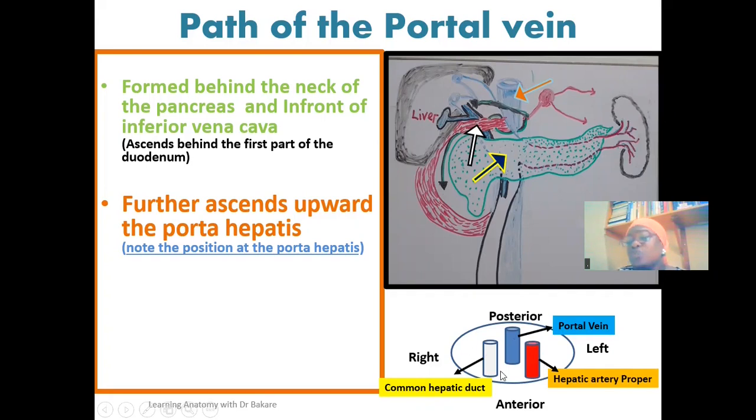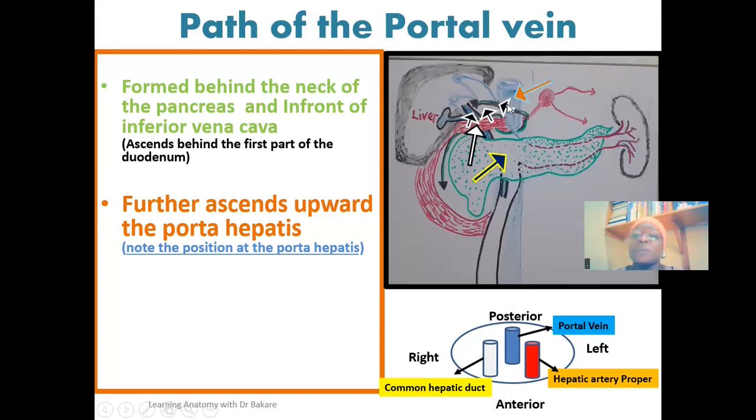So it's good for us to be able to establish the position of the portal vein. Using this image up here, the portal vein is seen at the posterior part, located behind at the posterior region of the porta hepatis. Then if you come more anteriorly on the right side, you have the common hepatic duct, transporting bile that is produced in the liver to be stored in the gallbladder. This is the right side, and this is the left side. On the left side, in the anterior side, what we have is the hepatic artery proper.